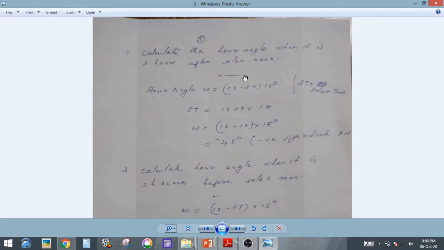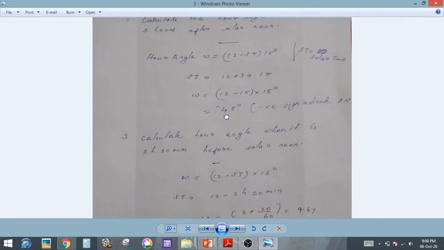We can calculate with another formula. Hour angle omega equal to 12 minus st into 15 degree, where st is the solar time. Here 3 hours after solar noon, hence solar time equal to 12 plus 3, which is equal to 15. While substituting the value of st in this expression, we will get omega equal to minus 45 degree. Negative sign indicates the afternoon.